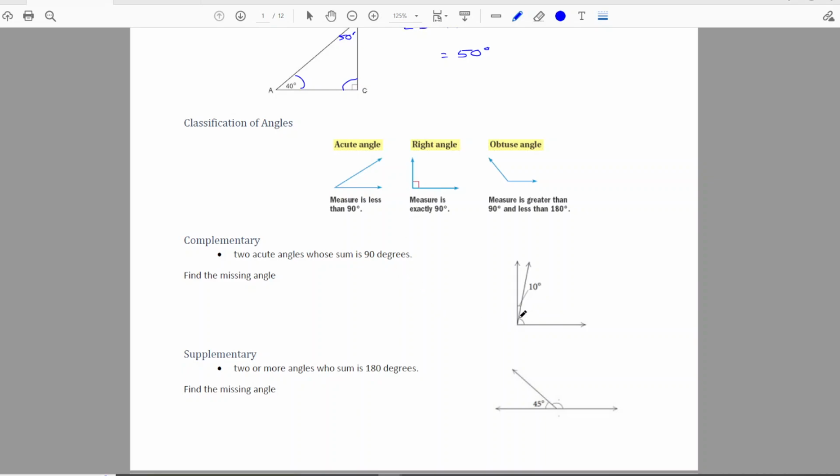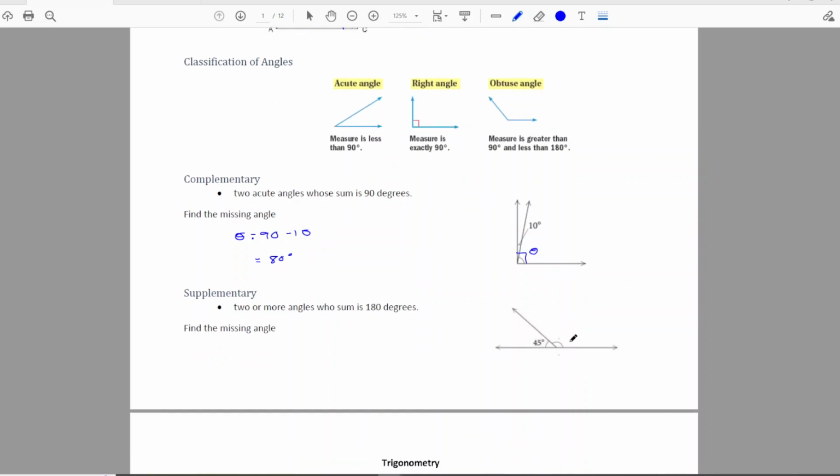Then if you ever know that two angles are meeting at 90 degrees, we say that they're complementary. So we could find this unknown angle, this angle theta, by saying that theta equals 90 minus 10, which would be 80 degrees. And then also if we know that two angles are along a line, we could say that they always add up to 180 degrees. So if I wanted to find this angle beta, I could say that beta is equal to 180 minus 45, which would be 135 degrees.